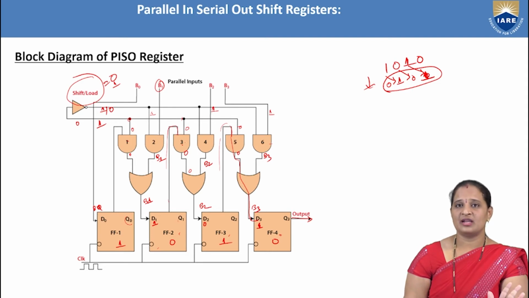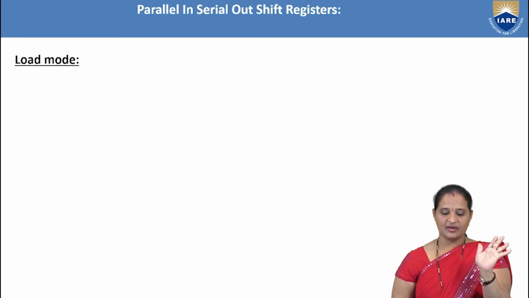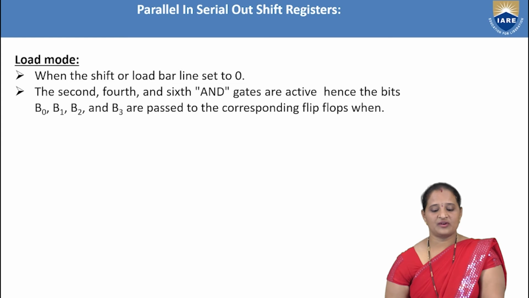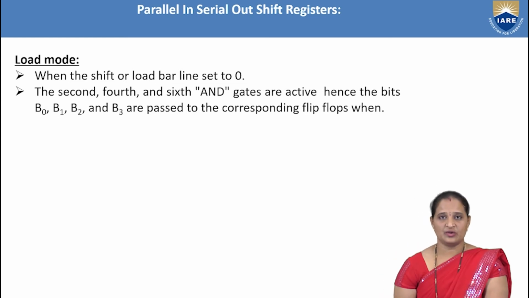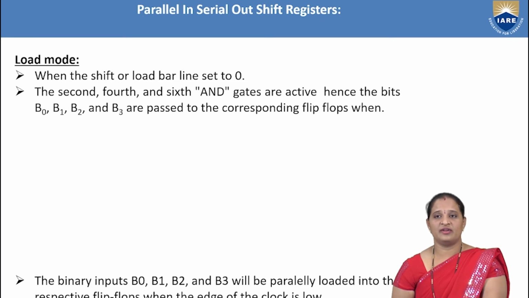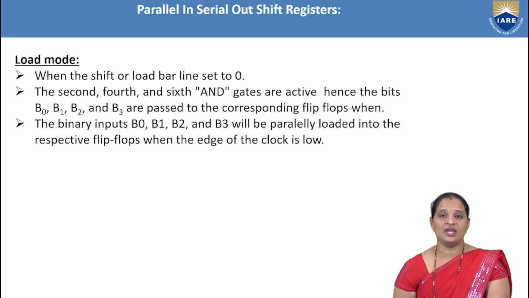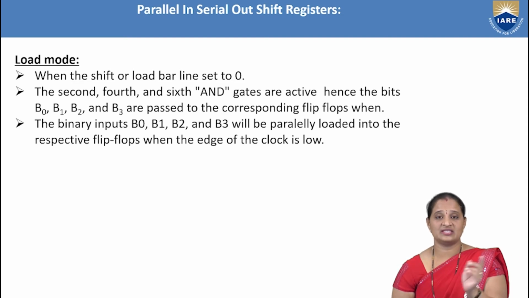So this is parallel in serial out, where we can perform two operations, that is load and shift. When the shift or load bar line is set to 0, then the second, fourth and sixth AND gates are active. Hence the bits B0, B1, B2, B3 are passed to the respective flip-flops. That means loaded. Next, the binary inputs B0, B1, B2 and B3 will be loaded in parallel into the respective flip-flops when there is a change in the clock. That is, again we are considering negative edge triggered flip-flops.